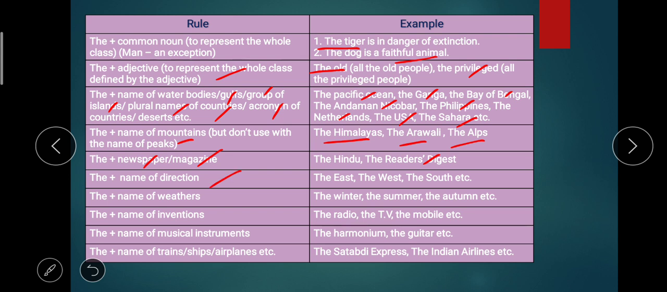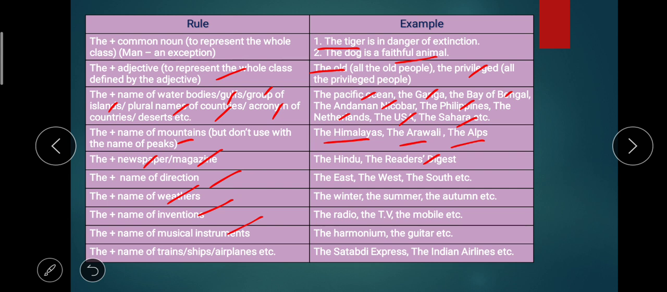Next is the plus name of direction. Yes. The east, the west, the south, the north, etc. Name of the weathers, yes. The winter, the summer, the autumn, etc. Next, the name of the inventions, scientific inventions like the radio, the TV, the mobile, etc. Next one is name of the musical instruments, yes. The harmonium, the guitar, the piano, etc.